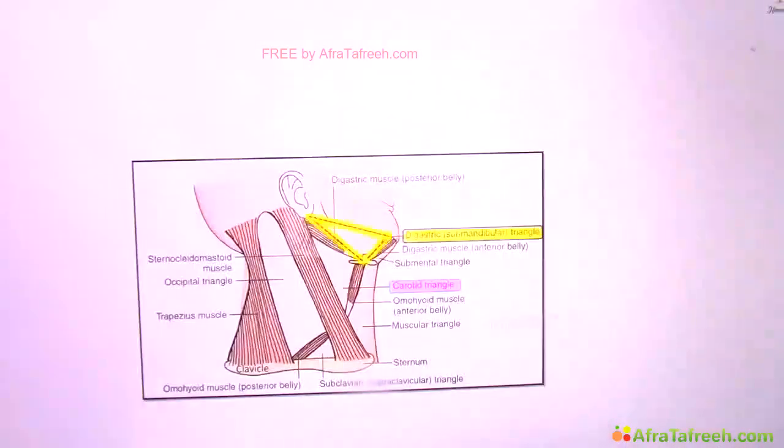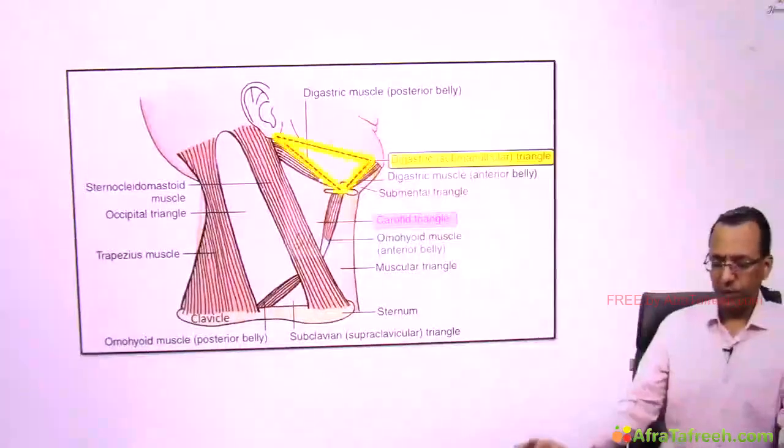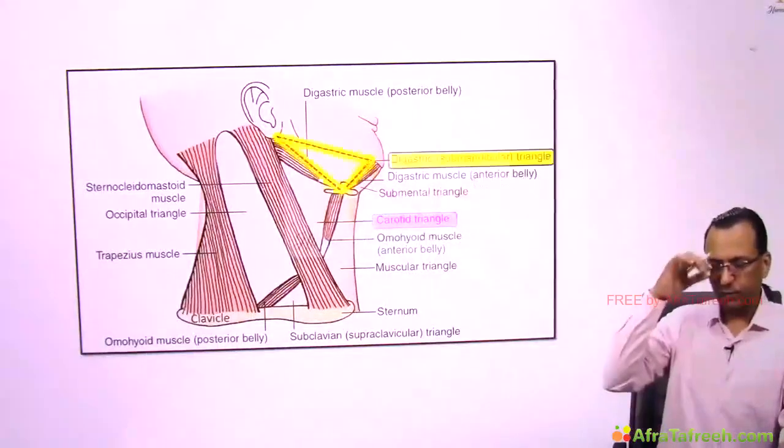And why would you say this is digastric triangle? It is called digastric triangle because it is bounded by anterior belly and posterior belly of digastric. And what is the base? Base is the bone, mandible bone. So mandible bone is the base, anterior and posterior belly of digastric.